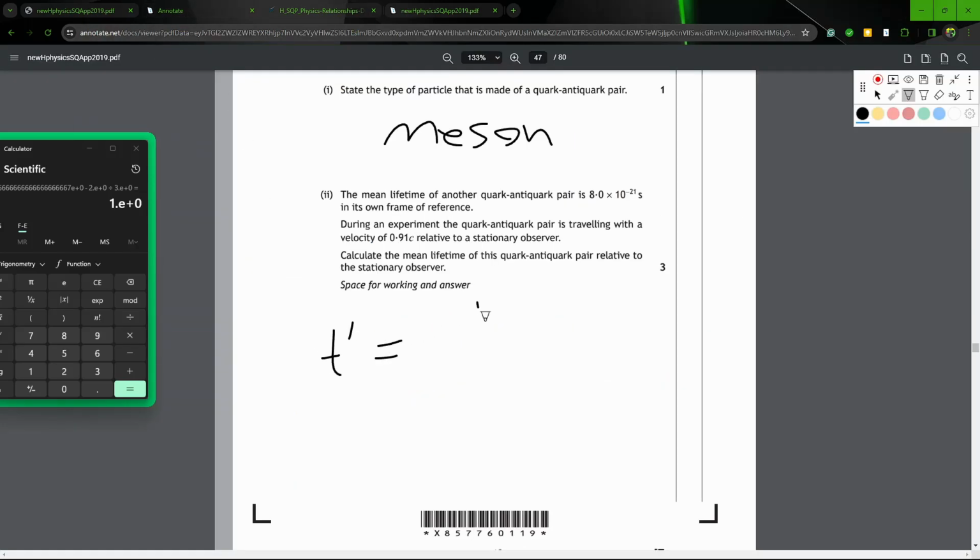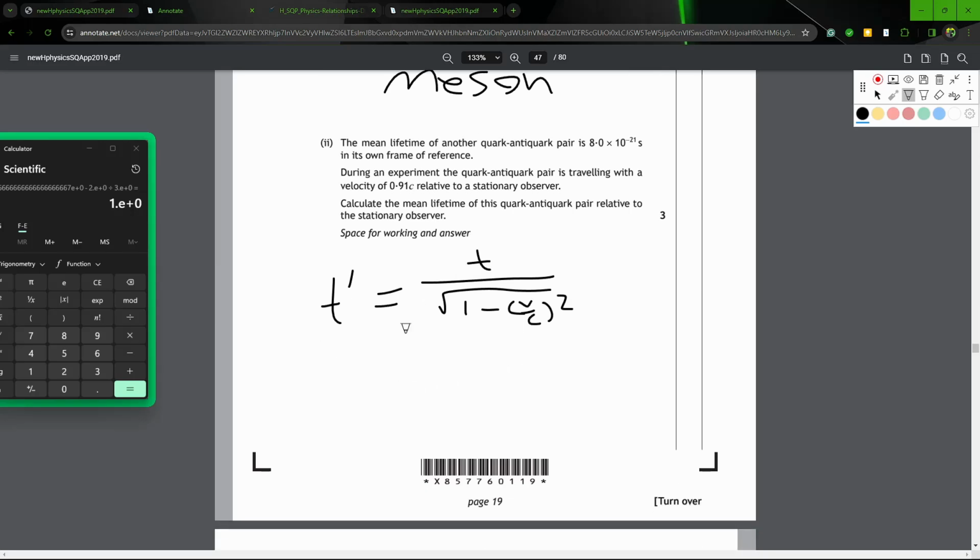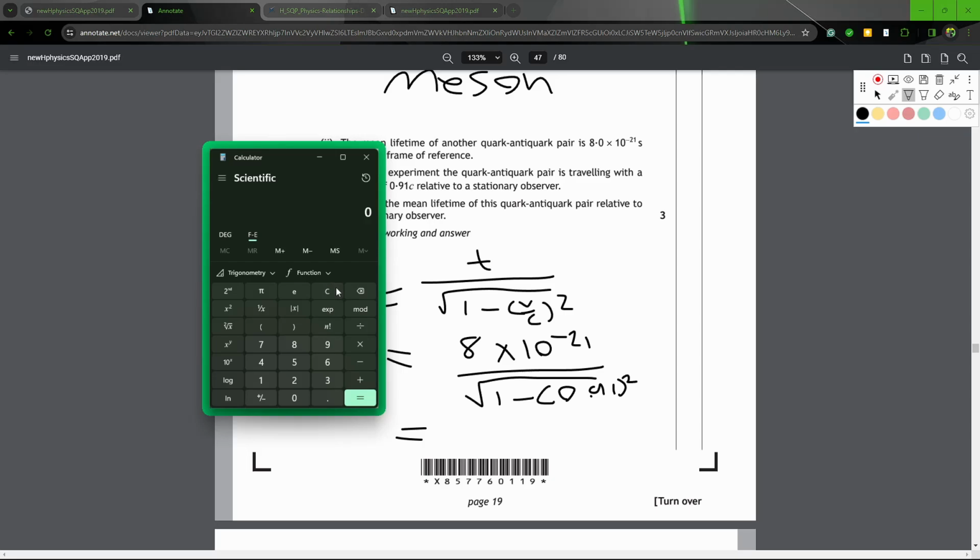t prime equals t over root 1 minus v over c squared. Fantastic. And this v over c term, we can just replace that with 0.19c, because that's really what it means. So yeah, let's just plug in the numbers. 8 times 10 to the negative 21 over root 1 minus 0.91 squared, and we should just be getting an answer. So I have to do this whole rigmarole.